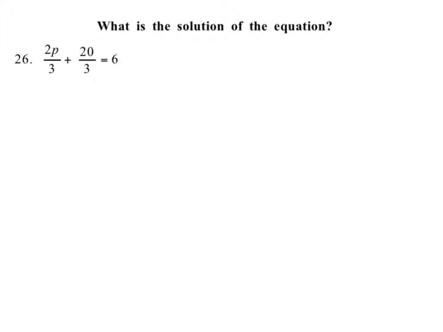All right, what's the solution to this equation? And you see that there's a denominator of 3 on both of those fractions on the left-hand side. So what are we going to do? Let's multiply both sides by 3 to clear it out.